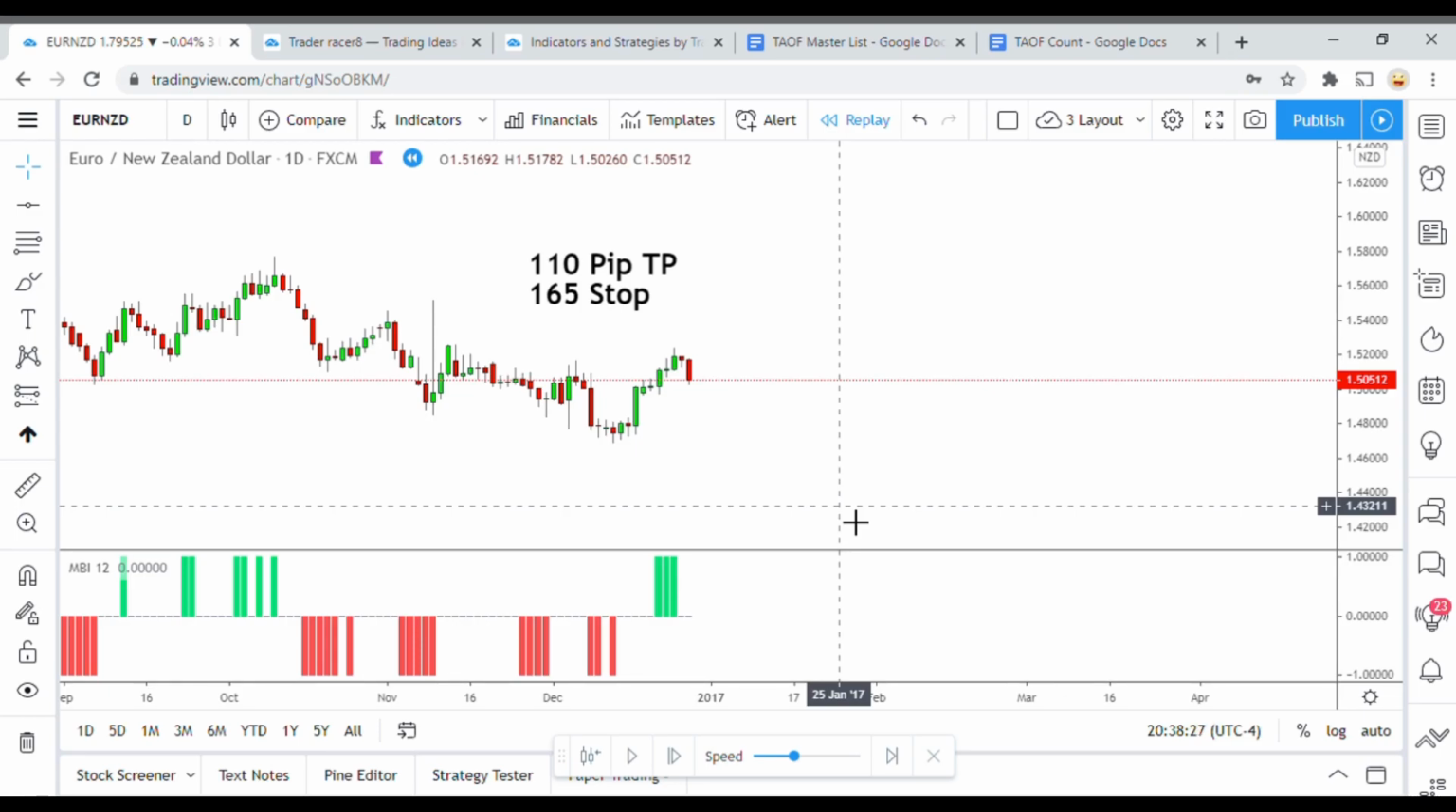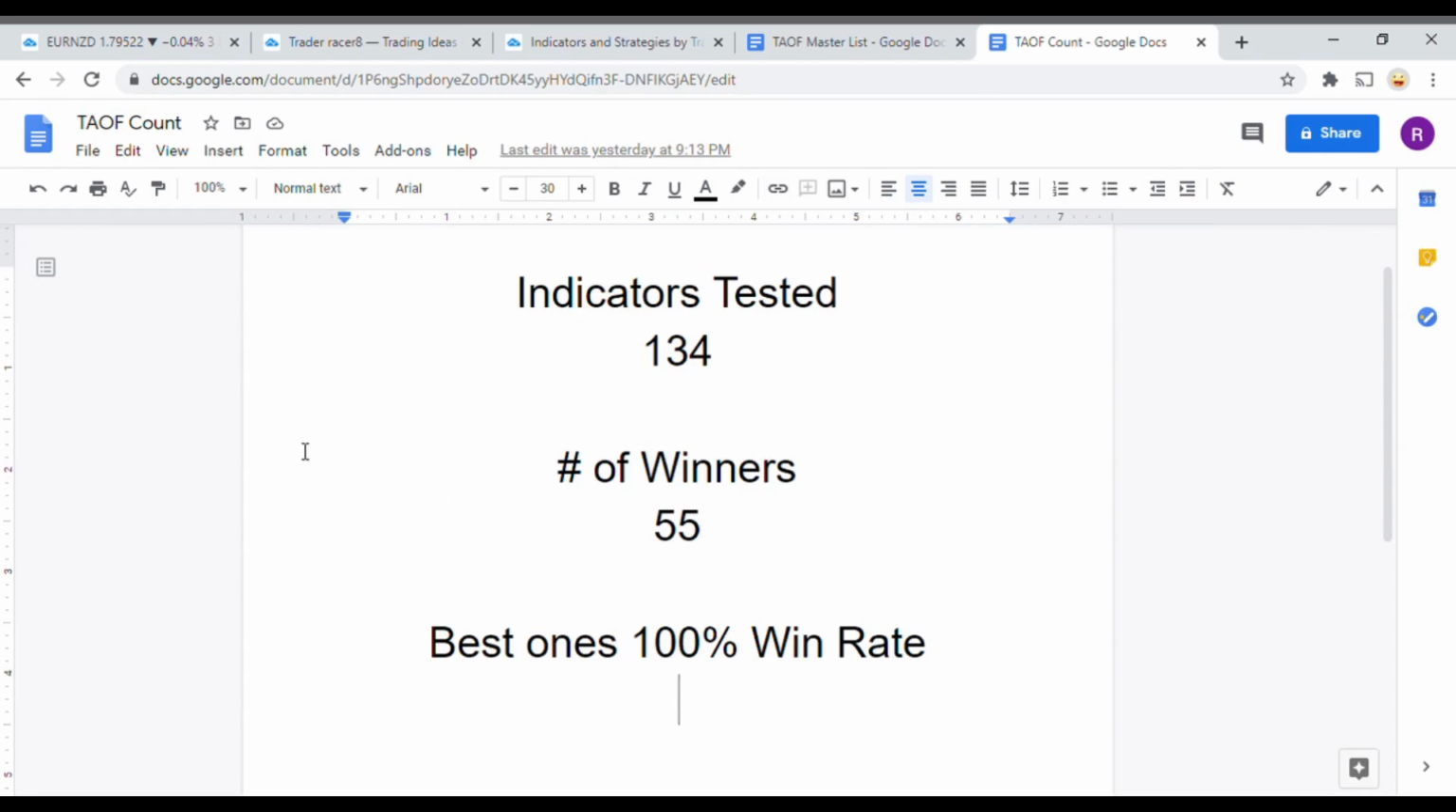Alright, as I said, today we will be testing the Monster Breakout Index. But before we do, I wanted to put the indicator scoreboard up for everyone to see.